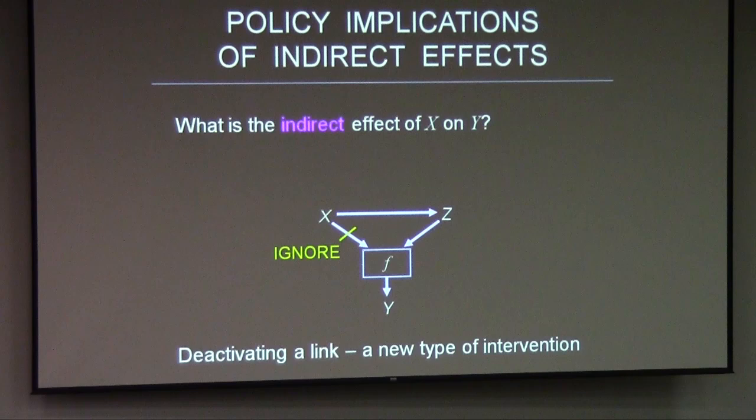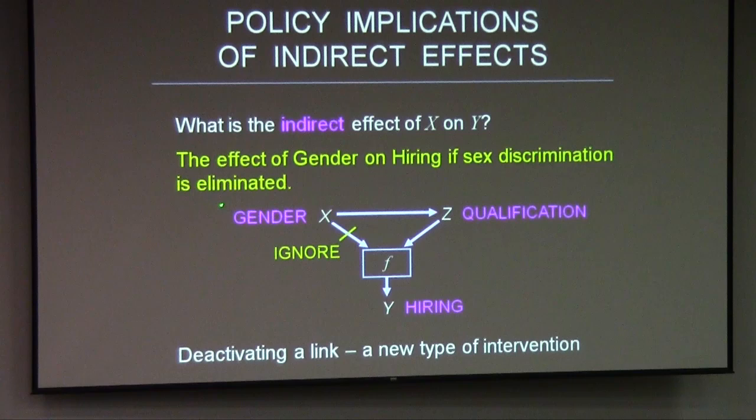So, here is the policy implication of the indirect effect. It's not just metaphysical. Suppose we want to talk about the effect of gender on hiring. And we know that employers hire people if they have no bias against gender. They hire them according to qualifications. And we want to know what will be the gender mix in the population if we convince people not to discriminate at the time of hiring, to look only at qualifications, not at the gender.